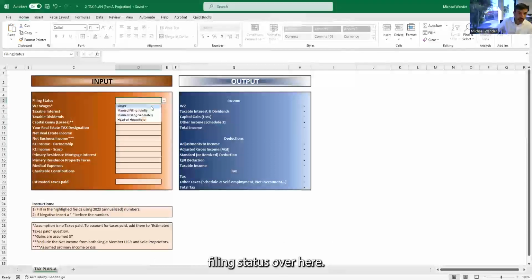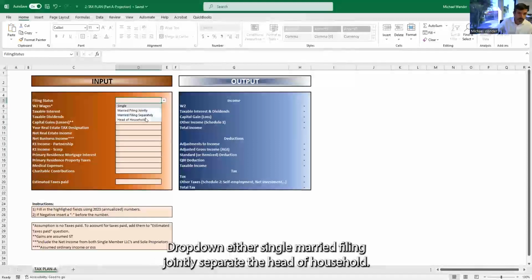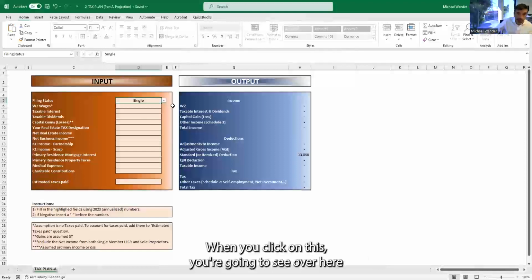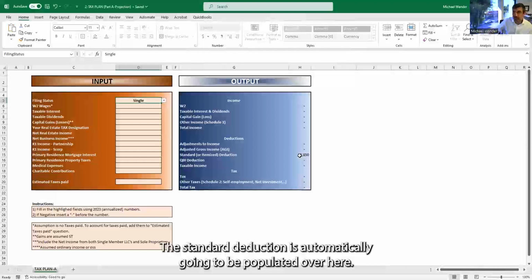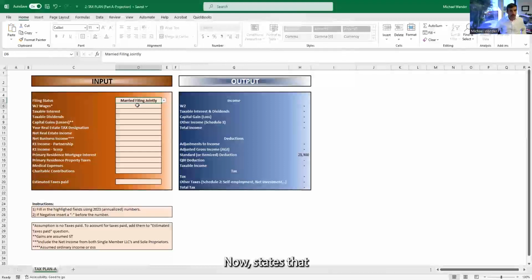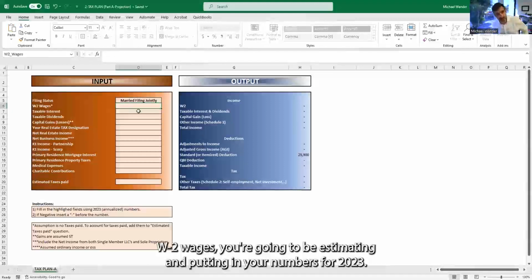Filing status over here is a drop down: single, married filing jointly, married filing separately, or head of household. When you click on this, you're going to see over here that the standard deduction, this is for 2023, is automatically going to be populated over here. Now, so that's that. W-2 wages, you're going to be estimating and putting in your numbers for 2023.